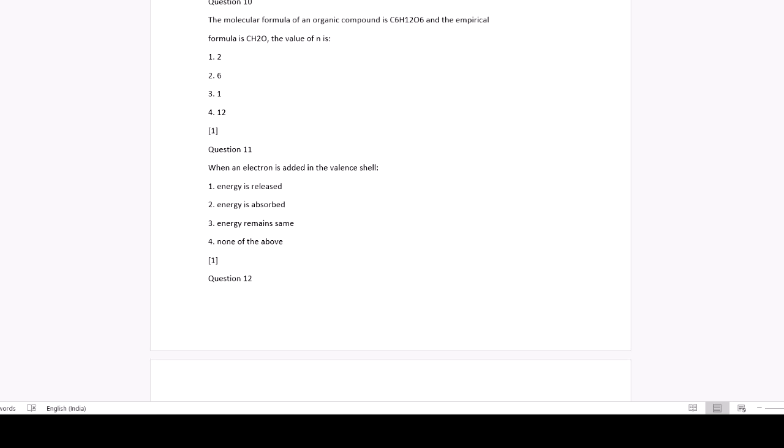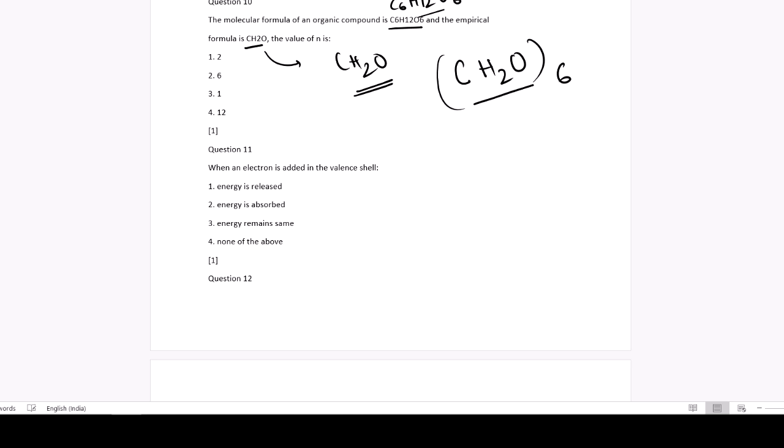The formula of an organic compound is C6H12O6. The empirical formula is CH2O. So what will be the value of N? Here, if we represent the organic compound in terms of CH2O, with which number can we multiply it to get C6H12O6? By 6. So if we multiply CH2O by 6, then we will get C6H12O6. So the value of N will be 6 here. So the answer is 6.